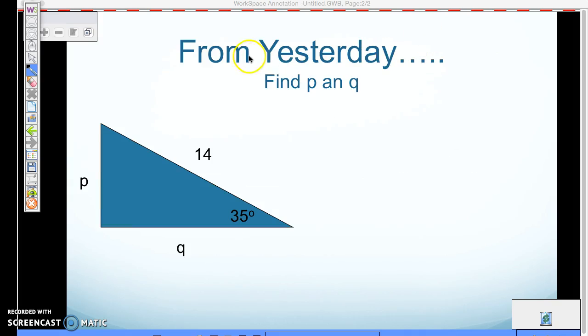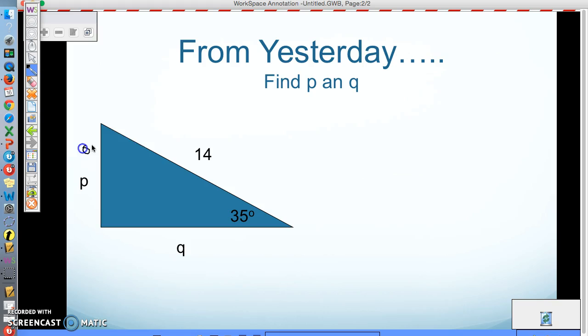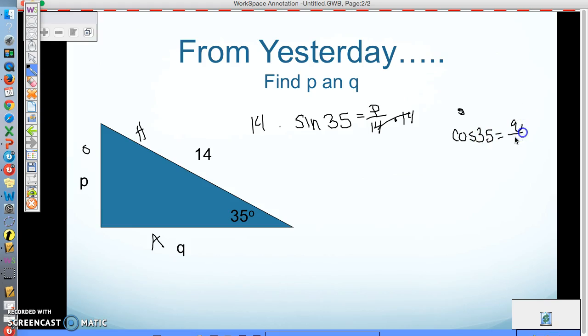So this is from a while ago, but let's say you need to find P and Q. So if this is 35 degrees, we have opposite, hypotenuse, and adjacent. So O over H, we could say that the sine of 35 equals P over 14, and then multiply by 14. And then for Q, we could say adjacent over hypotenuse, the cosine of 35 equals Q over 14, so multiply by 14, and we'd have Q.